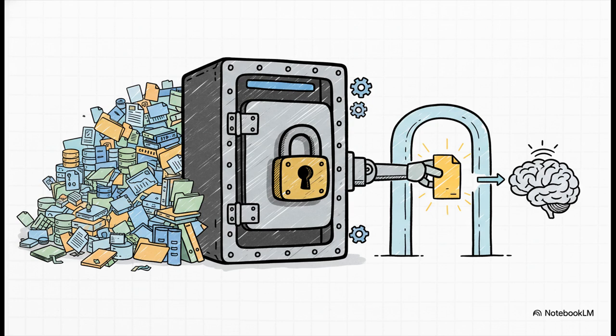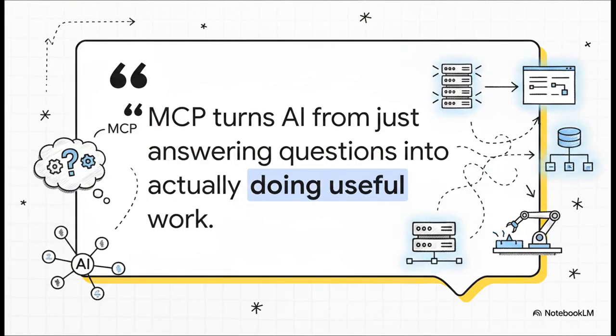So the crucial point is perfectly summarized by this quote from our source material. MCP turns AI from just answering questions into actually doing useful work with real systems. We are officially moving beyond the era of AI acting as just a smart chatbot that guesses at code or text. By utilizing the Model Context Protocol, AI becomes an active, highly capable agent. It's equipped with the right tools, it's reading the right real-time data, and it's executing commands safely within your established environments.